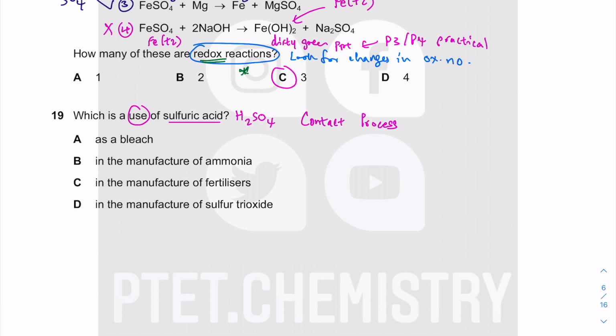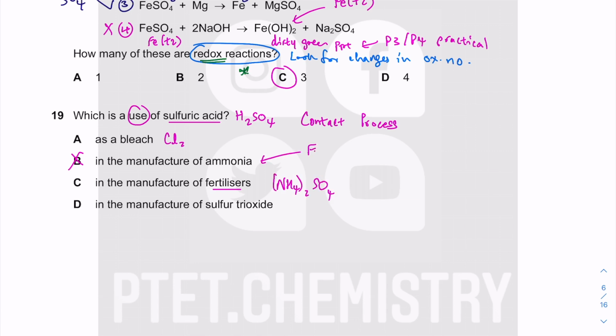H2SO4 used as a bleach, not really. You use Cl2, you use SO2. This is used for bleaching wood pulp, if I'm not mistaken, but Cl2 is commonly used. I'll probably stick with Cl2 actually. So we use this as a bleaching agent. Manufacture ammonia, so that is not true. You use it to manufacture fertilizers, yes, such as ammonium sulfate, NH4+, SO4 2-.